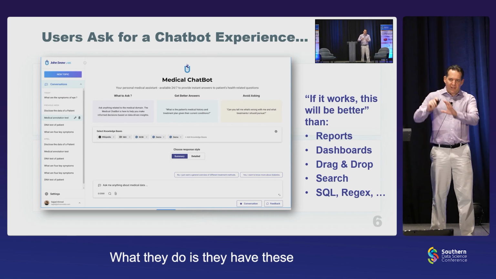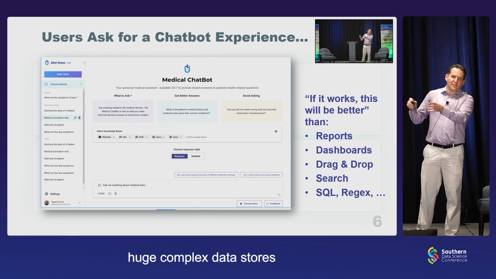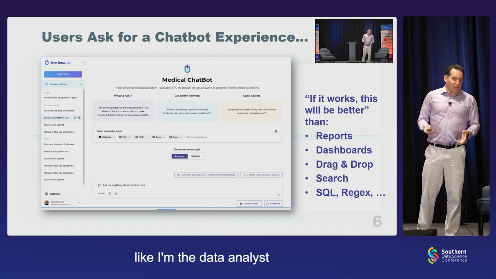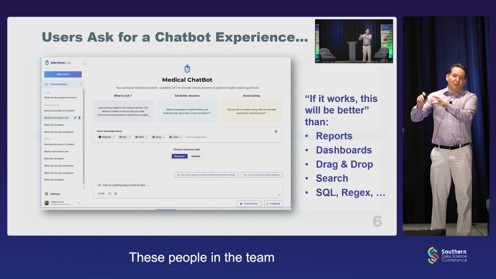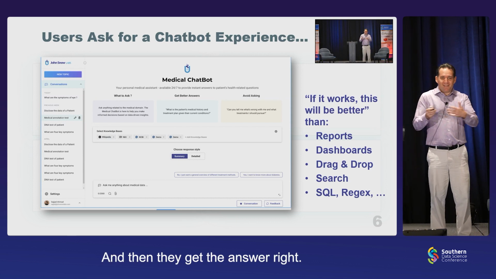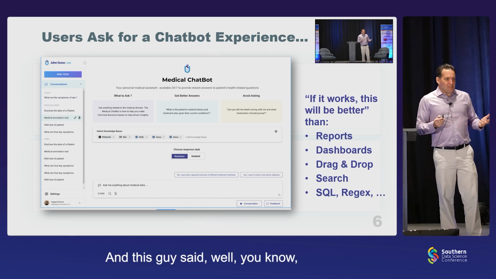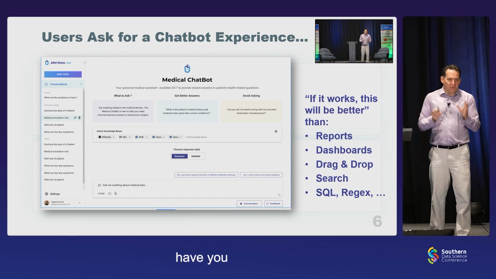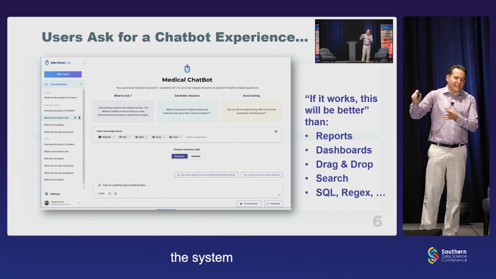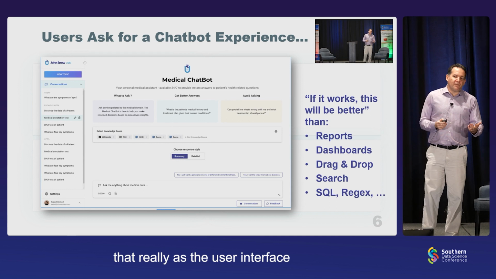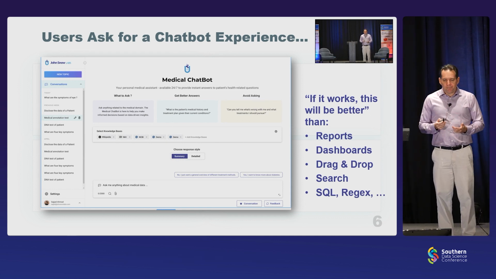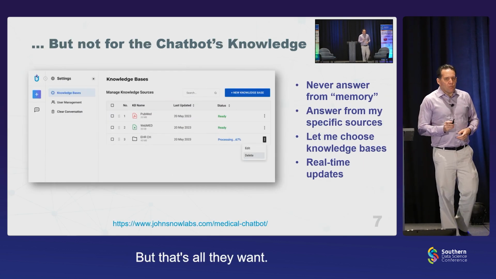What they do is they have these huge complex data stores and they have whole teams of people who are BI analysts or data analysts. And they just email people, right? They just email people on that team a natural language question by email, and then they get the answer, right? And this comes to, well, can we just have your super smart AI system give me that answer? So people really want that as the user interface, or the way they interact with the data. But that's all they want.